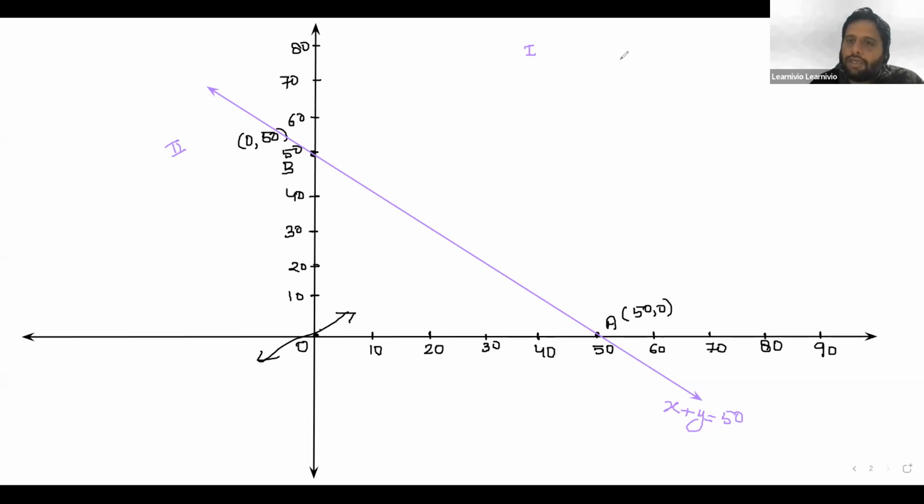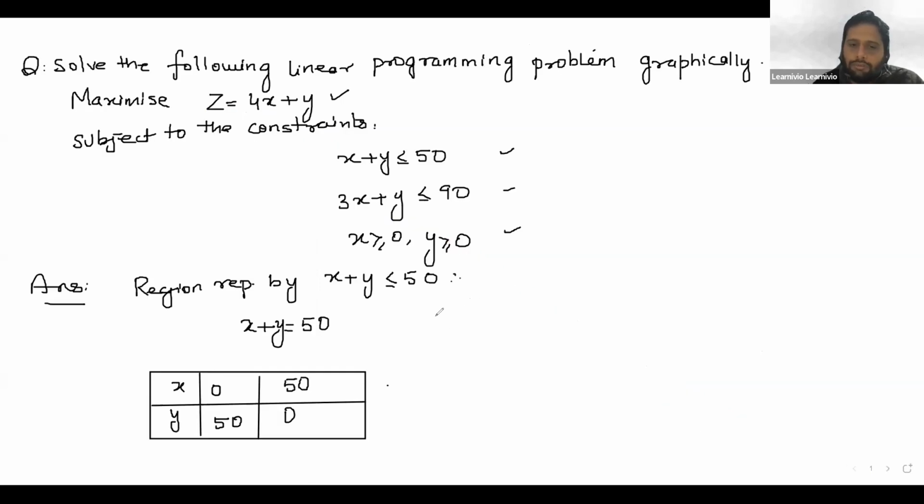If your line is passing through the origin, then please never put origin in the inequation. Here you can see this is your origin. Now put the origin here. I don't have the space, so I'm doing it here. x plus y less than or equal to 50.